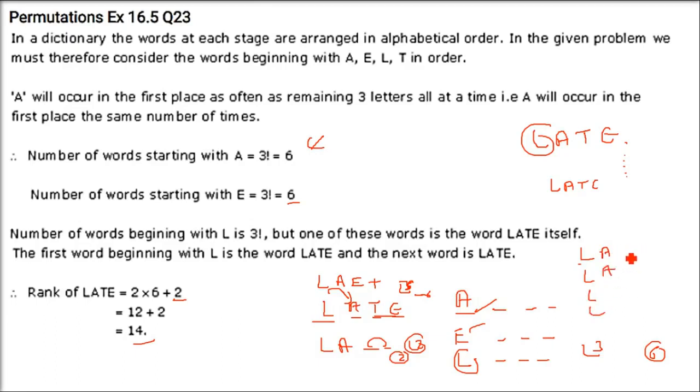First A will come. So now you form LA with whatever comes. So LAT will come first, then TE will come. So LATE will come after LAET. Rank of LAET is higher than LATE. So that is why LAET will come first. That is why we have taken 2 here. Factorial 3 is okay, this is 2. Why we have taken 2? That's what I am explaining. So 14 will come.